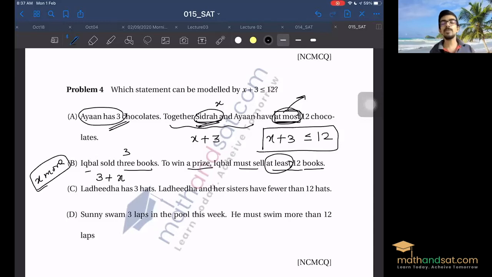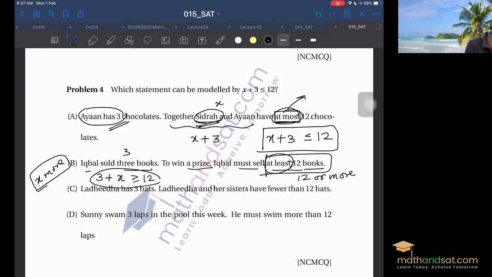At least 12 means what? 12 or more. So the total number of books must be greater than or equal to 12. I hope this is clear.